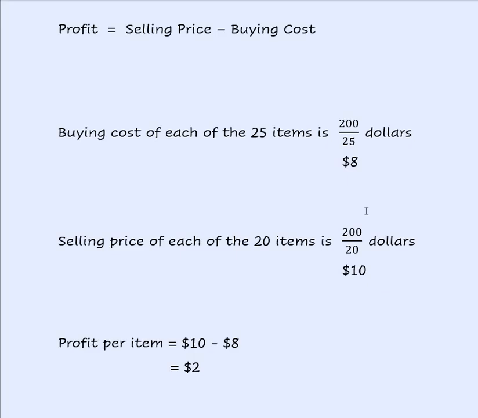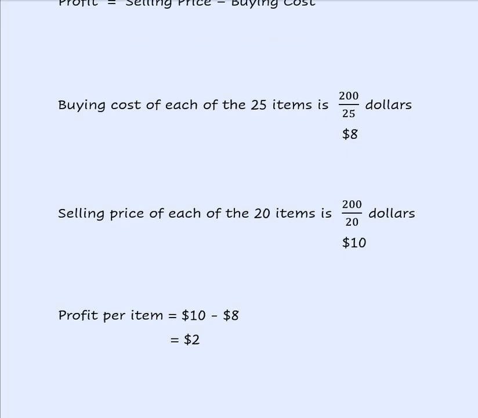So $10 minus $8 will be the amount of profit per item. So profit per item equals $10 minus $8, which gives us $2. So this is the end of problem number 2.